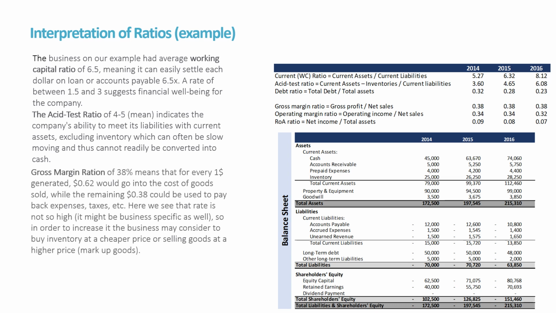Gross margin ratio of 38% means that for every $1 generated, 62 cents goes into the cost of goods sold, while 38 cents remain to cover expenses and taxes. If this ratio is relatively low, the company might consider strategies like purchasing inventory at a lower cost or selling goods at a higher price to improve it, increasing the markup on goods.